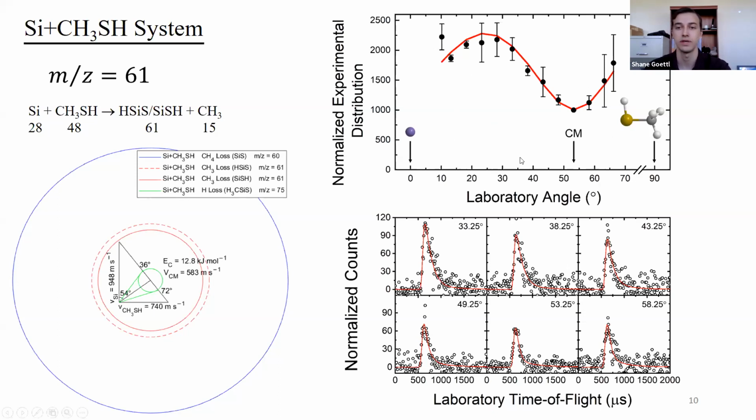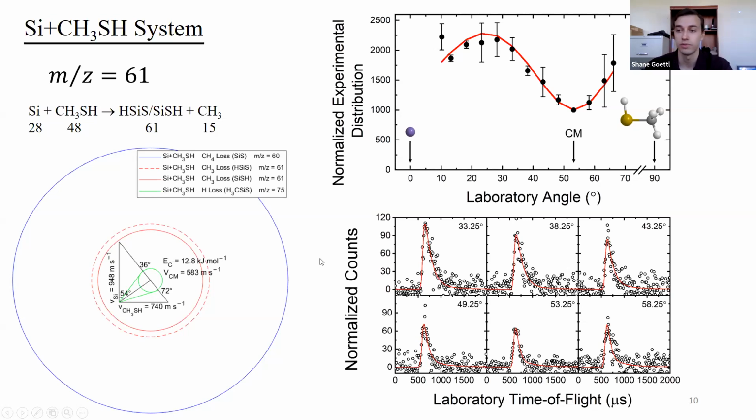So here we have the lab angular distribution, which shows the integrated counts of our ionized products at each angle taken, with a center of mass angle of 54 degrees. This dip here at the center of mass is indicative of an indirect reaction involving geometric limitations. Underneath this, we have our time of flight spectra at 6 different angles. We can see reasonable fits of the data here.